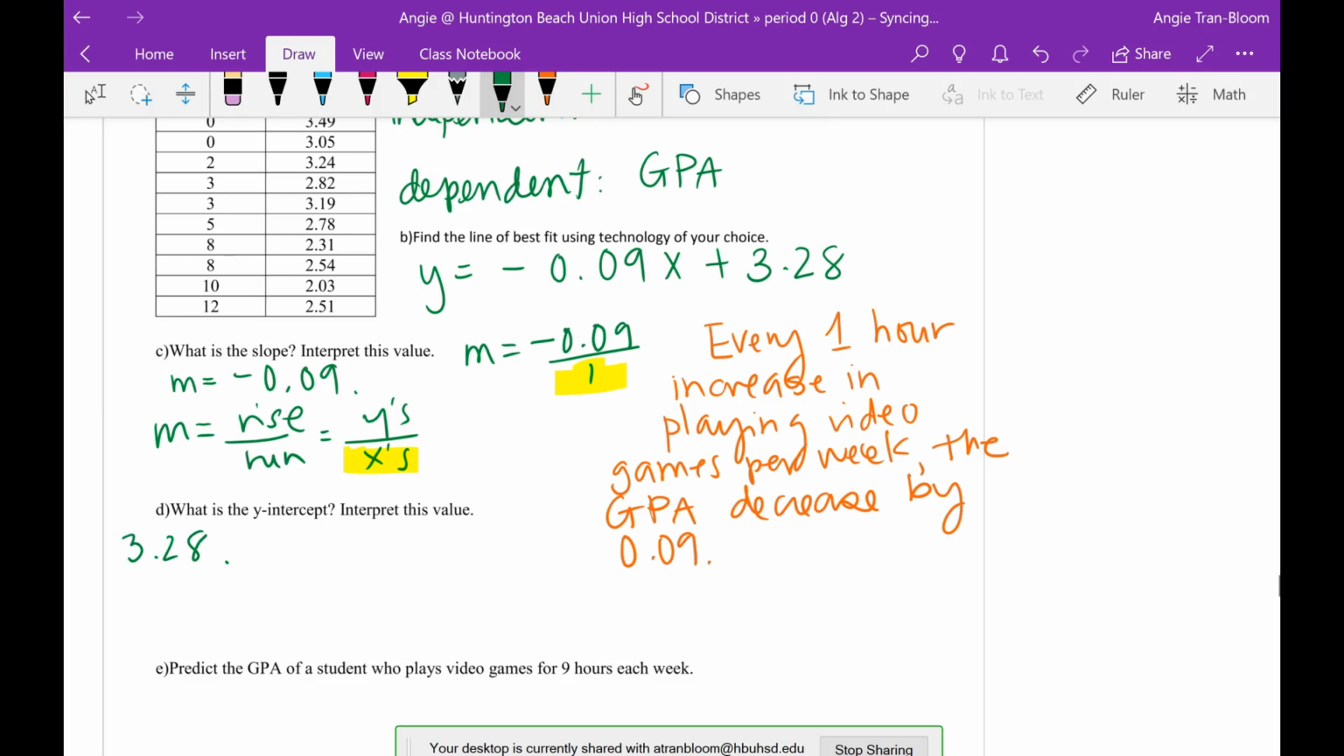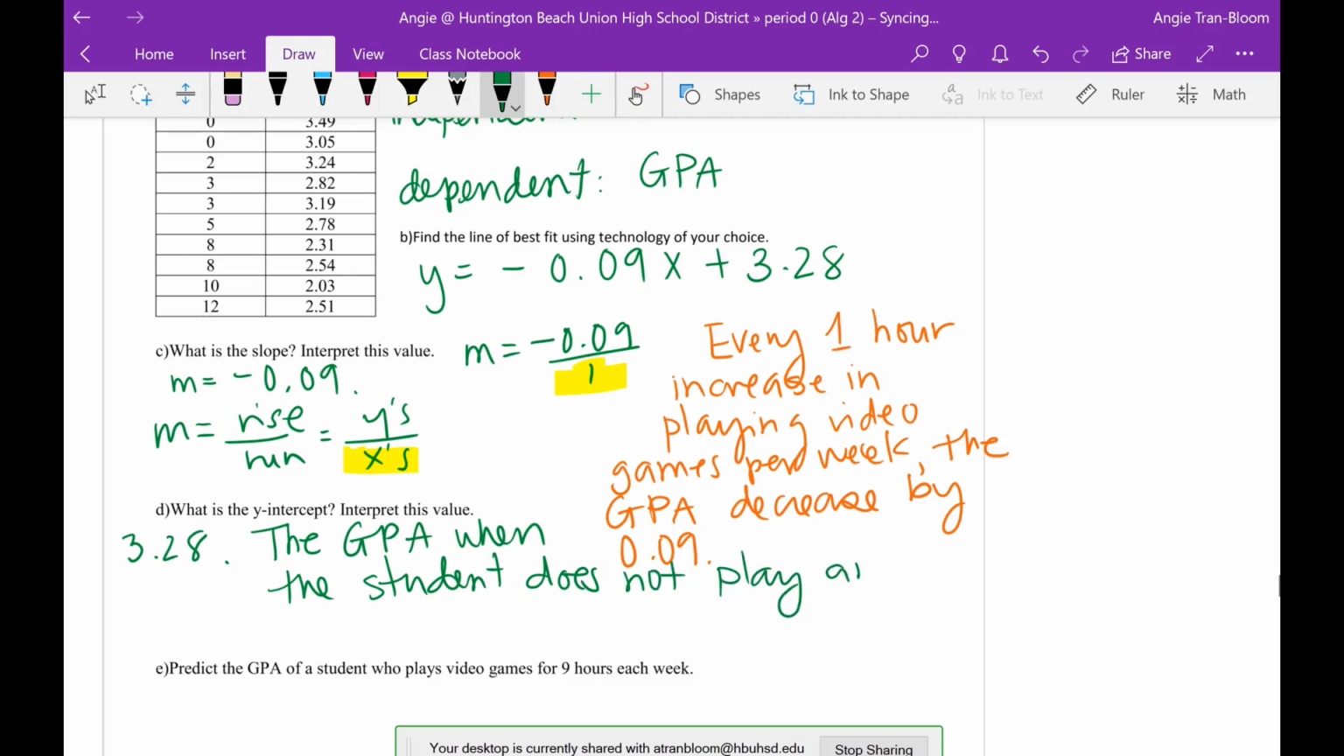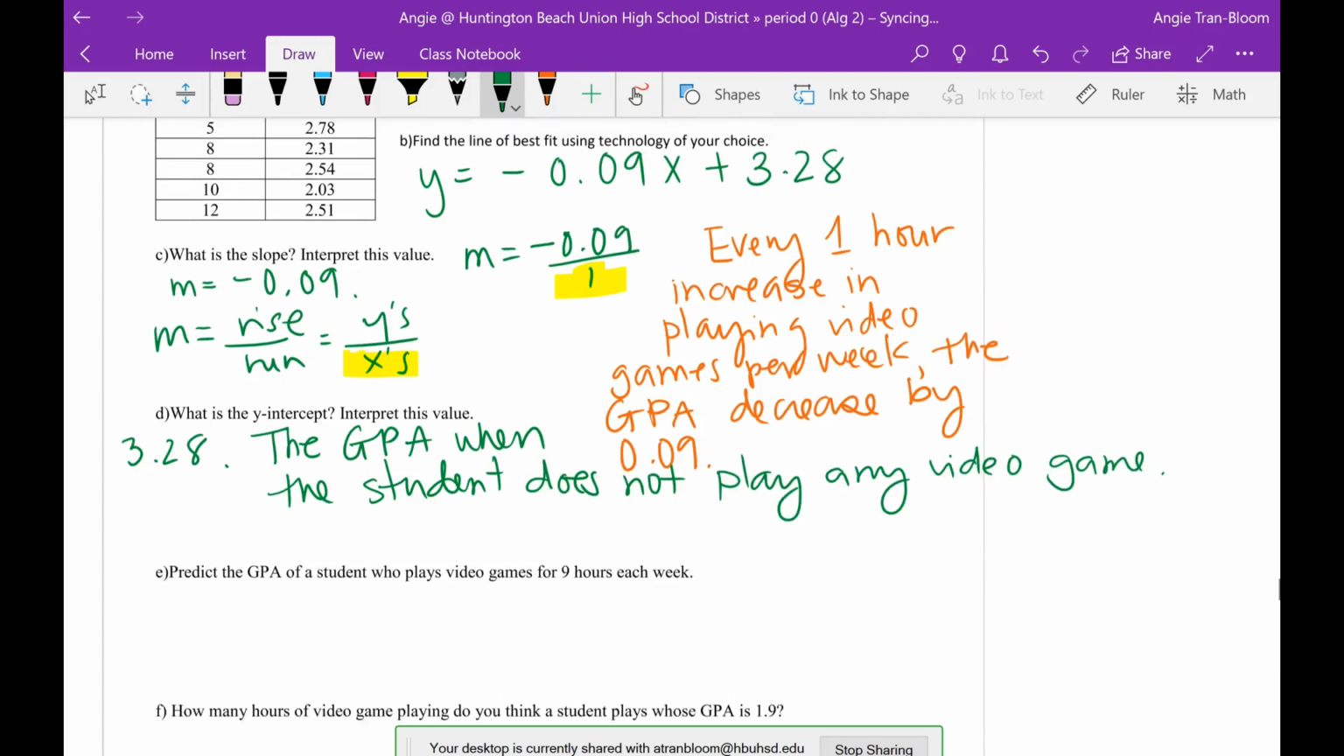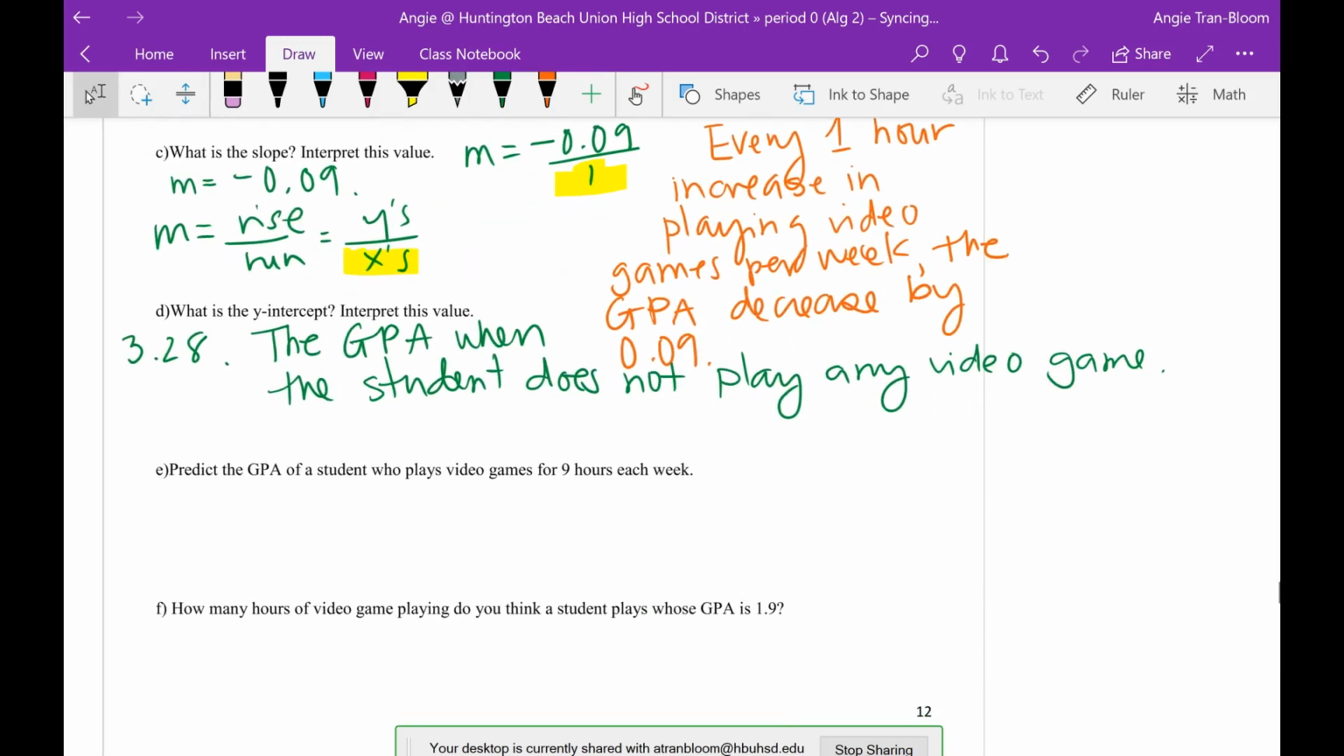3.28. Okay. Explain to me what this means. Yes. The GPA when the student doesn't play any hours. Right. The GPA when the student does not play any video game. Okay. Yeah, the y-intercept is when x is 0. So x is the number of games played, or hours, I should say. Okay, predict the GPA of a student who plays video games for 9 hours each week. Oh my God, that's a lot of hours, okay?